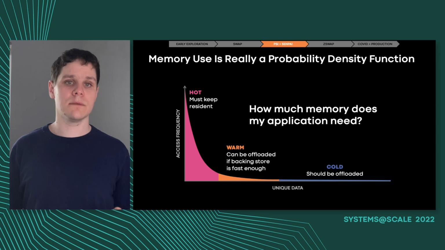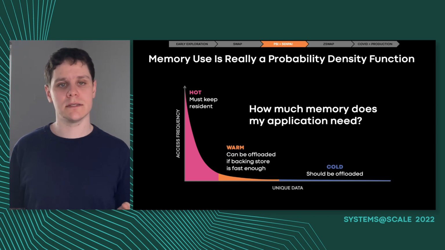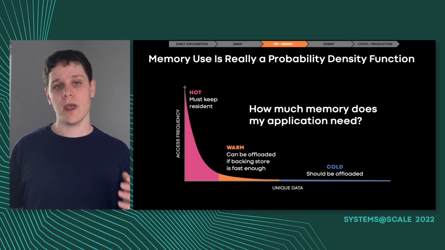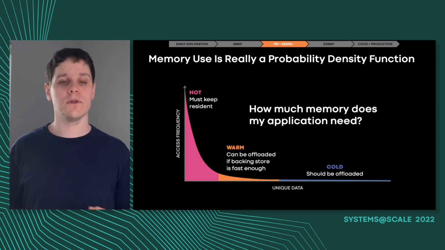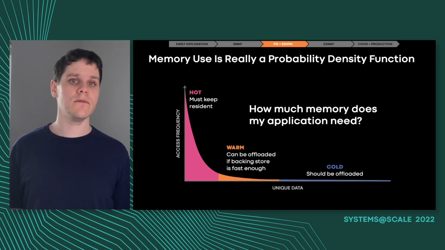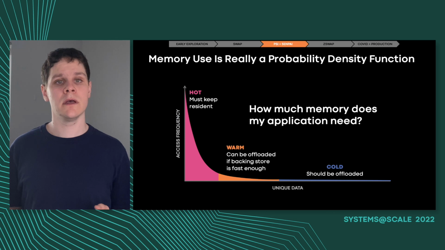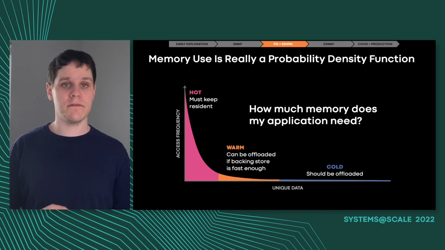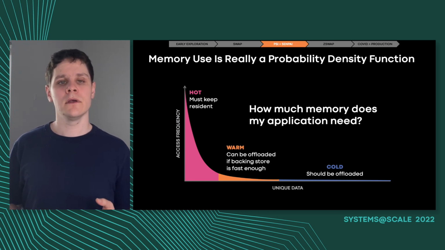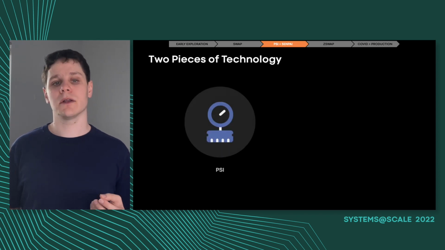Rather than waiting until the machine was out of memory, until it was a dire situation, we actually wanted to proactively offload as much memory as we could, and everything left over, that's the memory they truly need. And this should adjust for the speed of the backing store that they have. So to do this, we came up with two technologies.